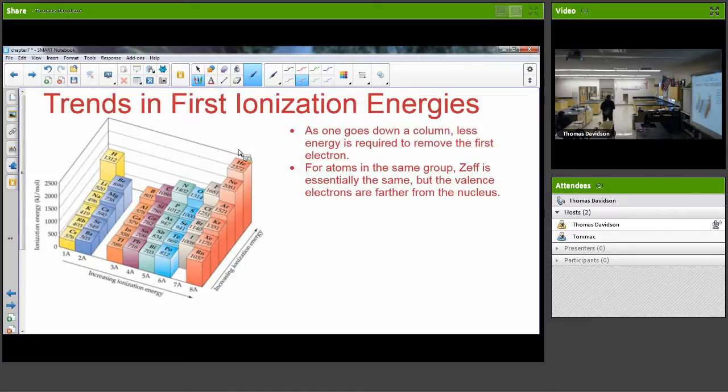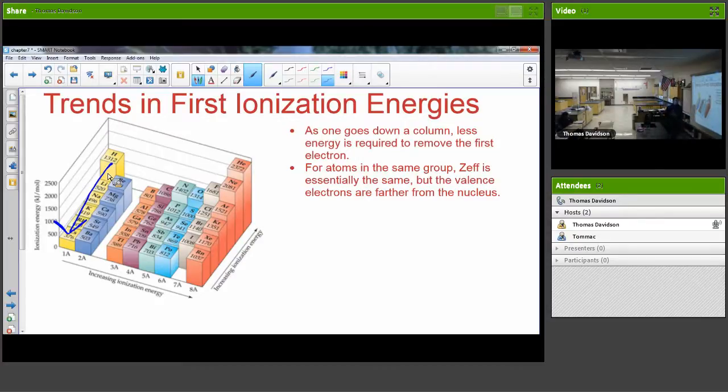Trends in first ionization energies. This is in your book. You need to be able to explain a lot of these ideas. As one goes down a column, less energy is required to remove the first electron. Okay, so it's saying that it will get lower ionization energy the lower you go. And that's pretty easy to explain. And these are things, if you're a note taker, you should put.